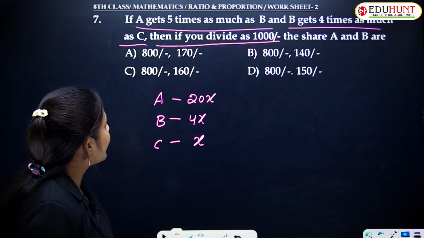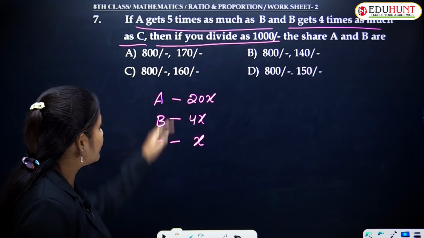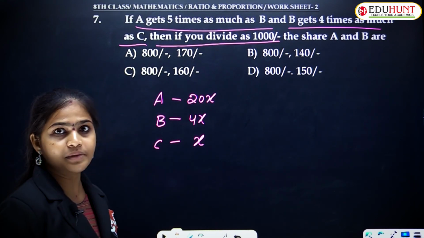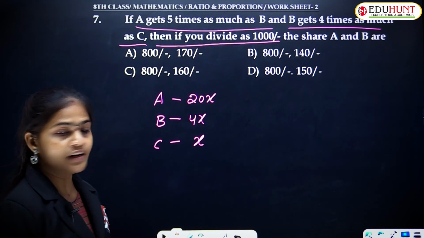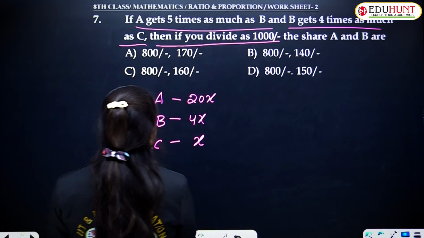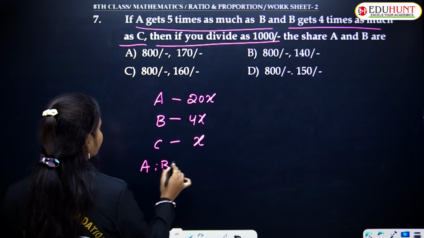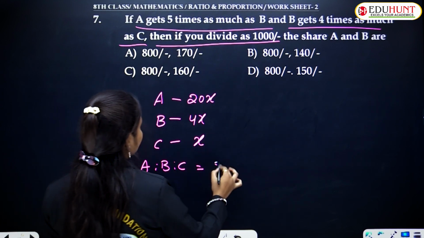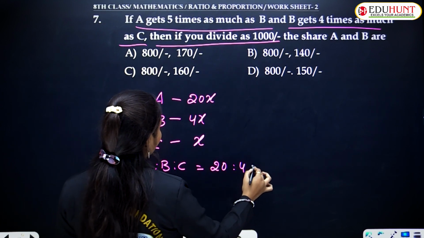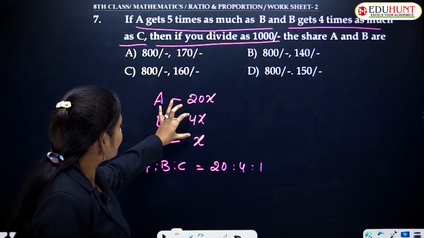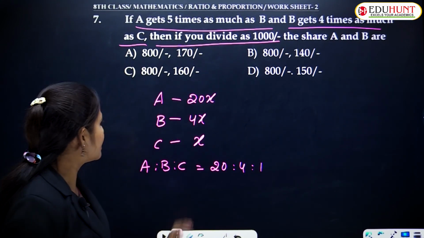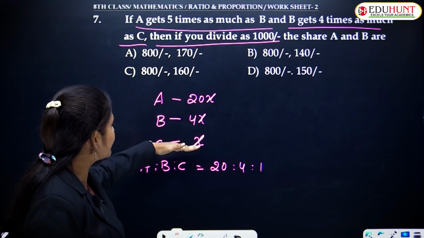Now what are they asking? If you divide 1000 rupees among them, what are the shares of A and B? So A is to B is to C is 20x is to 4x is to x. The x gets cancelled, so 20 is to 4 is to 1.